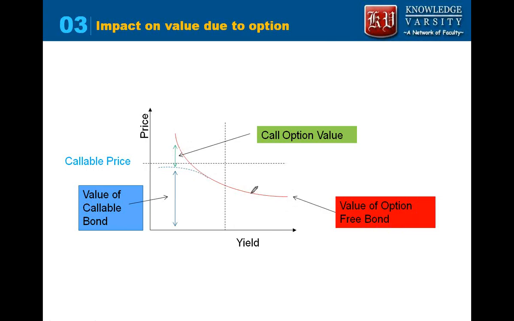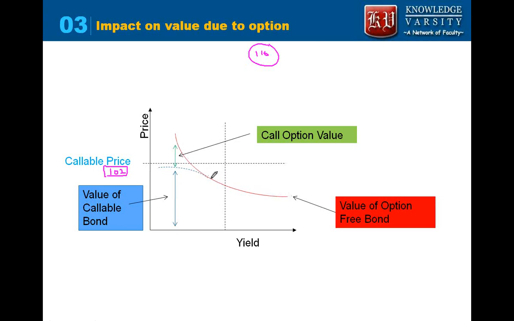Now I said that let's say this callable price is 102. Will you buy a bond when the issuer can call it back at 102? Will you buy the bond at a price which is more than 102? Definitely not, right? If somebody comes to you and says, boss, buy the bond at 110, you will say no. If I buy the bond, the issuer can call the bond at 102 and I will suffer a loss of $8.